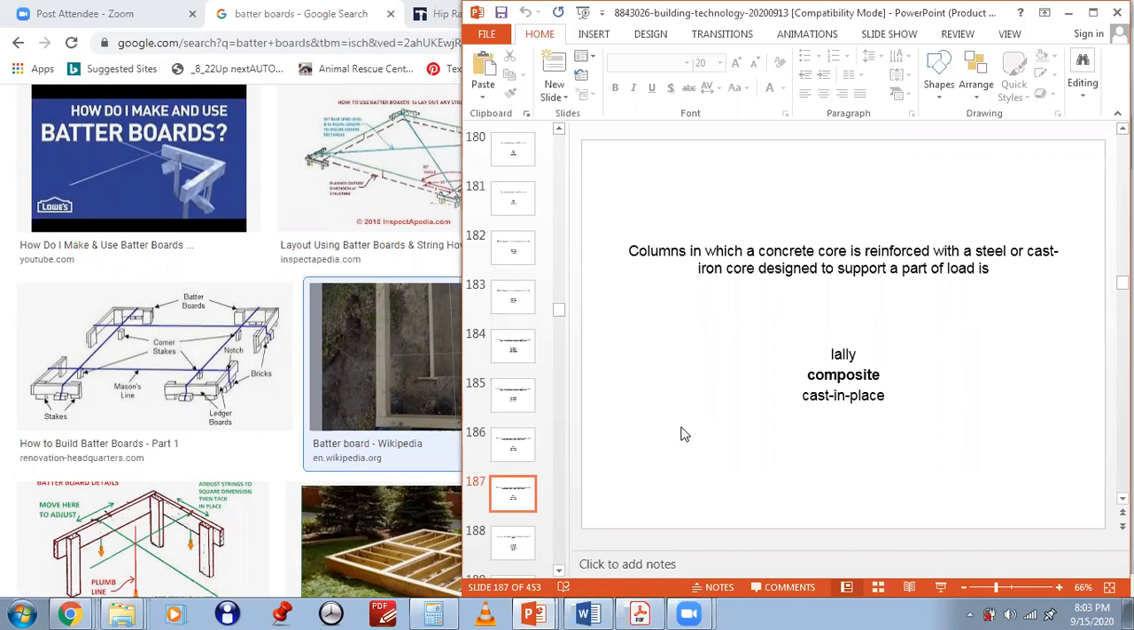The advantages of composite columns is that it increases the available usable floor space. And it has a great fire and corrosion resistance. But this is all really civil. You just need to know basically what the three different types of columns mentioned here are. You don't need it to get extremely technical.